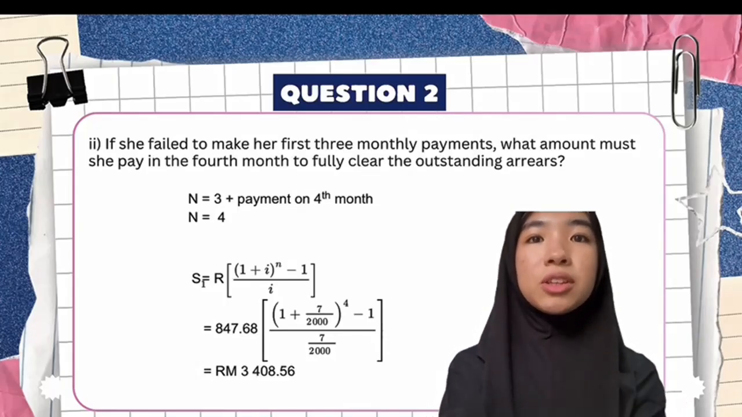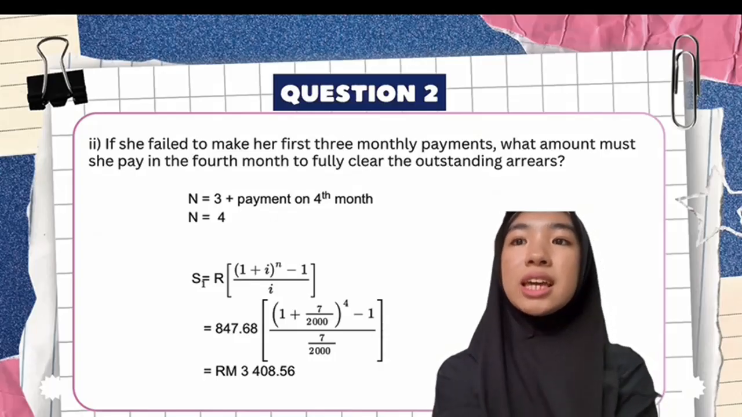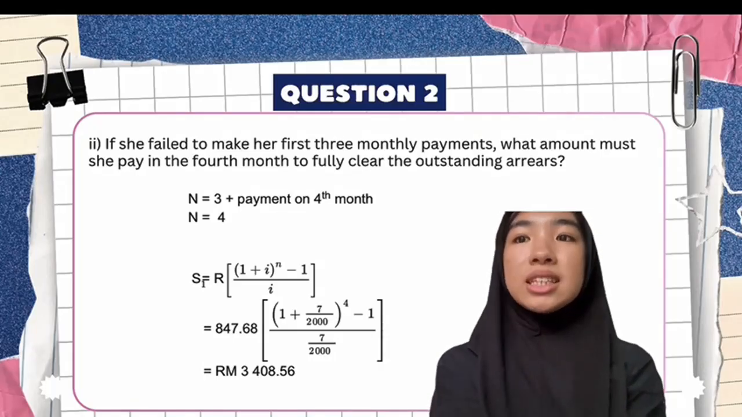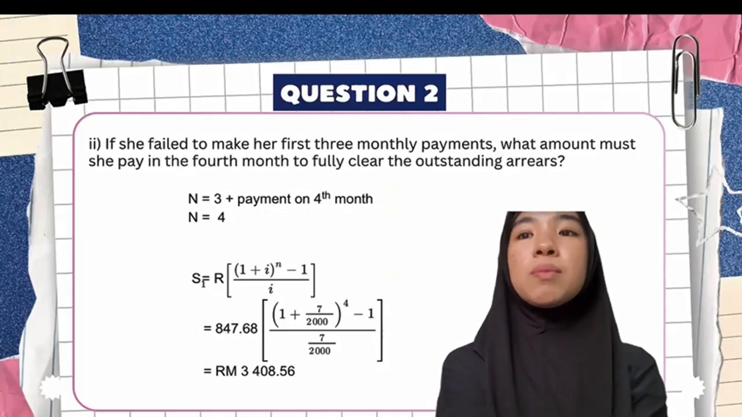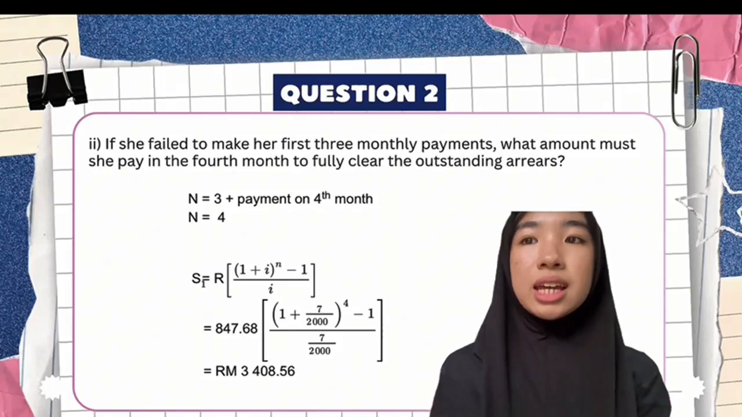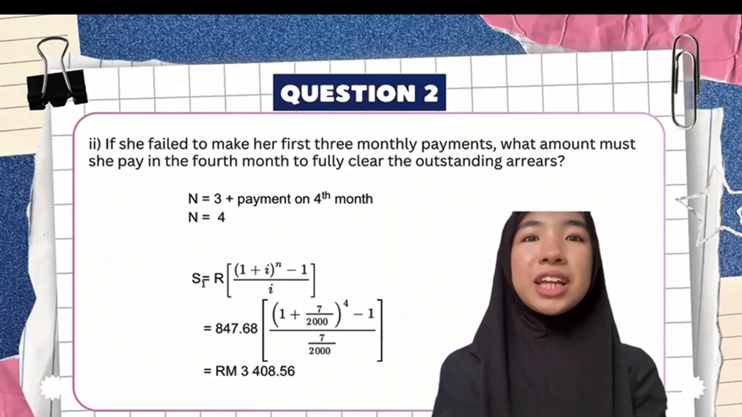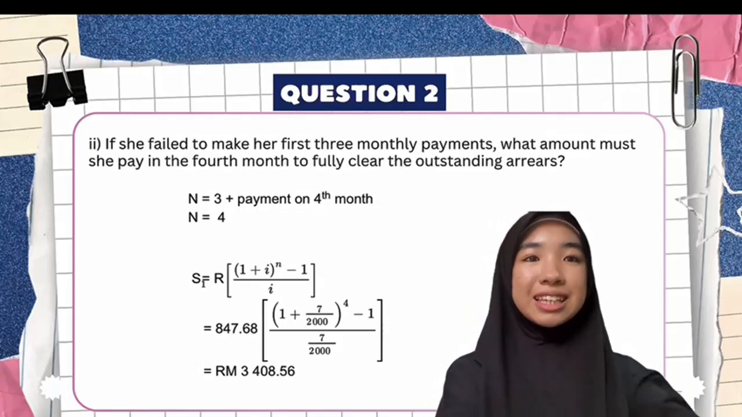Then we substitute the values into the equation, which is S equals R, which is 847.68, times [(1 + 7 over 2,000)^4 − 1] over 7 over 2,000, where 4 is n and 7 over 2,000 is i. After calculating, the total amount she needs to pay is 3,408 ringgit and 56 cent.